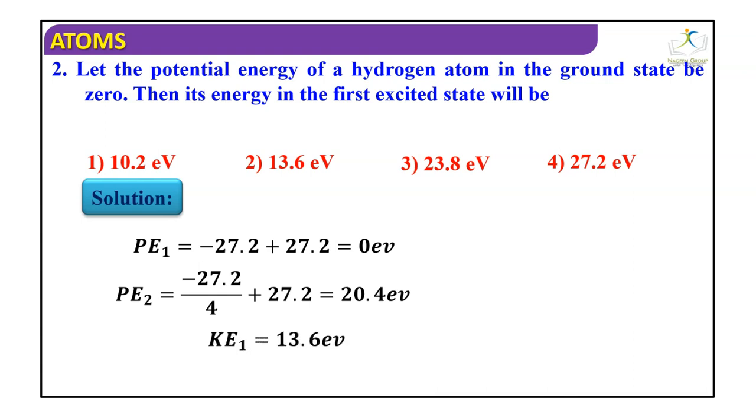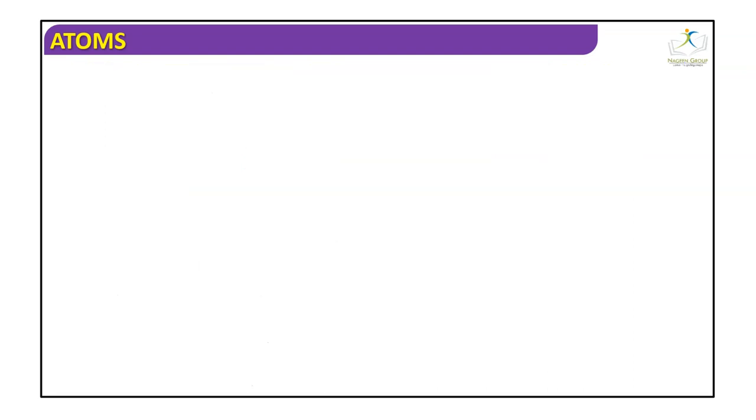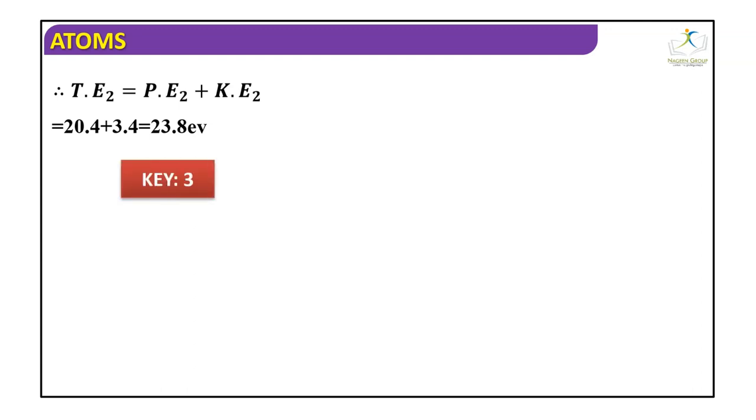So the kinetic energy is given here as 13.6 electron volt for the ground state. Hence, for the first excited state it is 3.4 electron volt. That is, the total energy is equal to the potential energy of the first excited state plus the kinetic energy of the first excited state. This will be 23.8 electron volt, which is the summation of potential energy and kinetic energy. Hence, the correct option is 3, that is 23.8 electron volt.